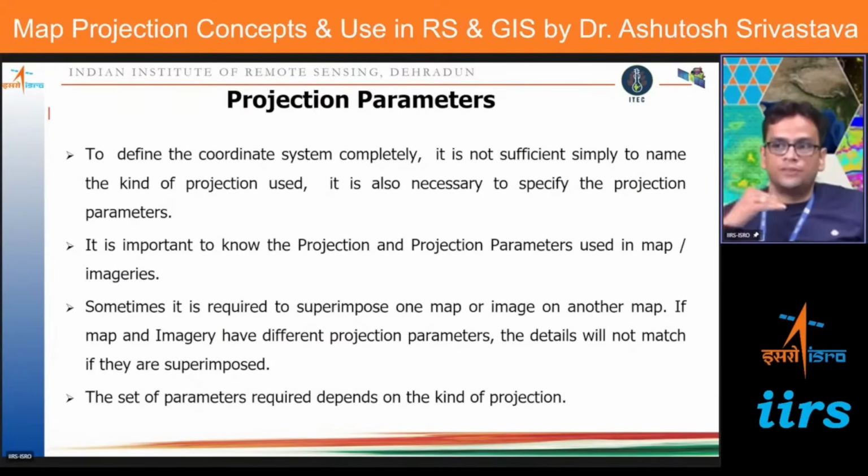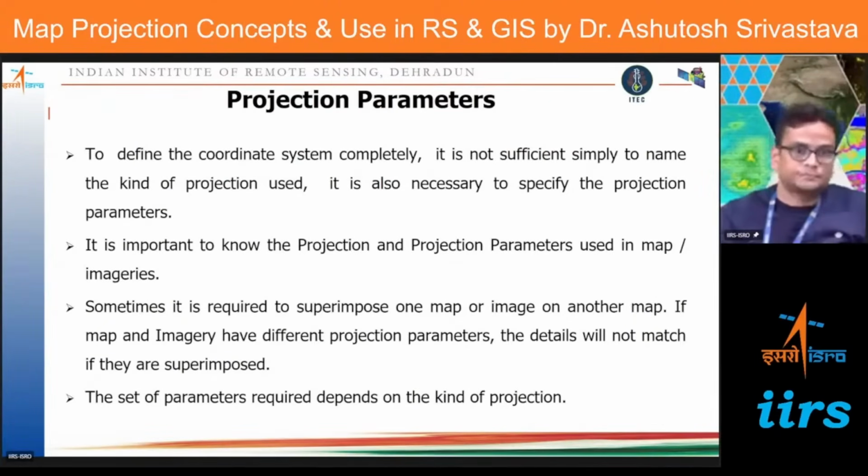For example, the layers will come from different sources. They may have different projection parameters, and when we are superimposing one on another, they may match or may not match if their projection parameters or the coordinate systems are not the same. The set of parameters required depends on the kind of projection.